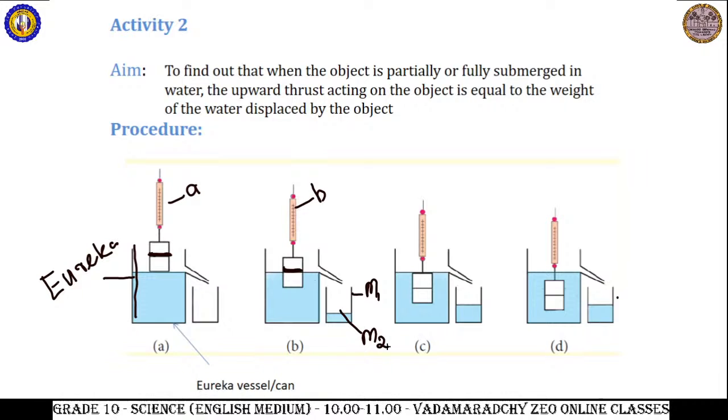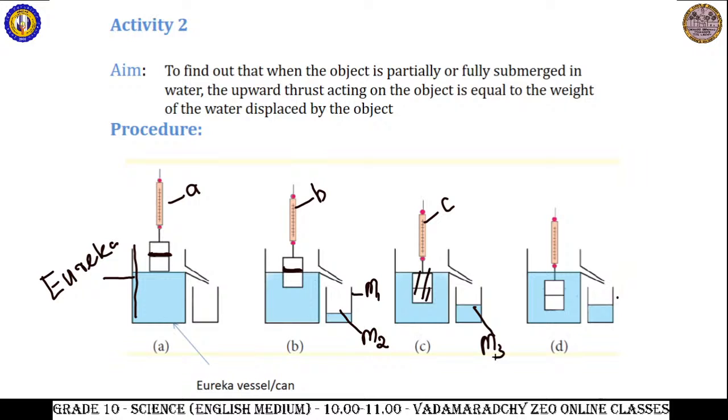Thereafter, we have to immerse the metal cube fully in the liquid and get the Newton balance reading. We will assume it as C, and we get the beaker weight with water and we assume it as M3.